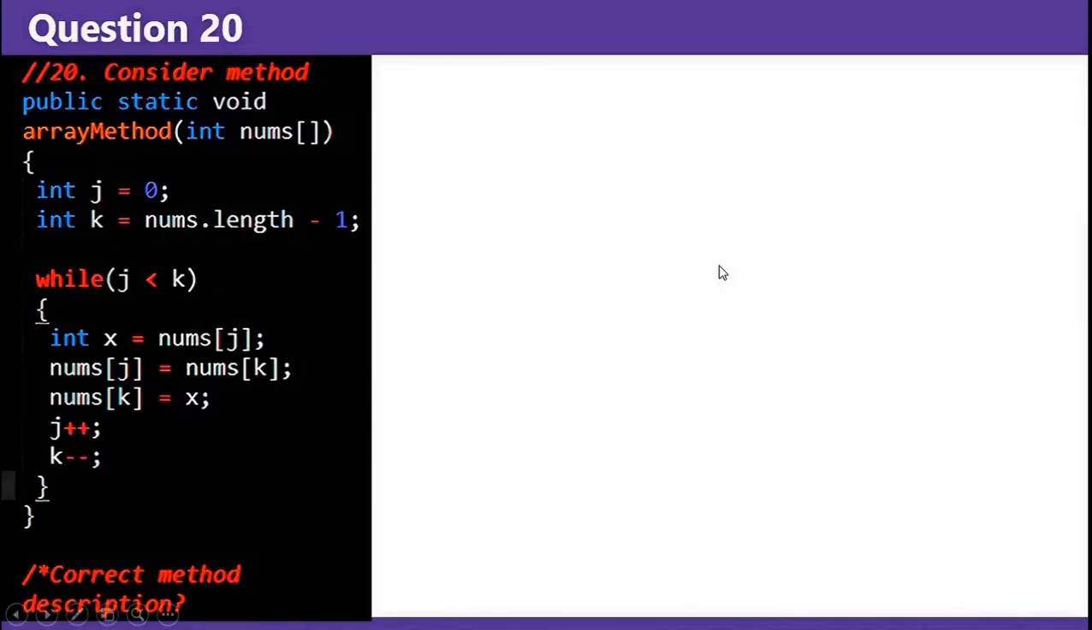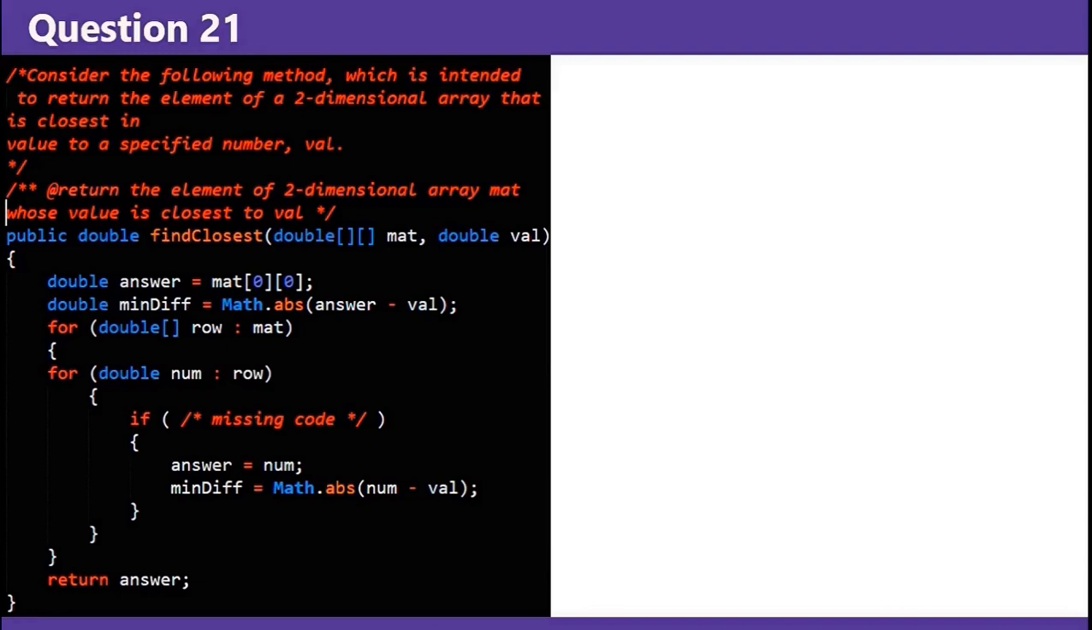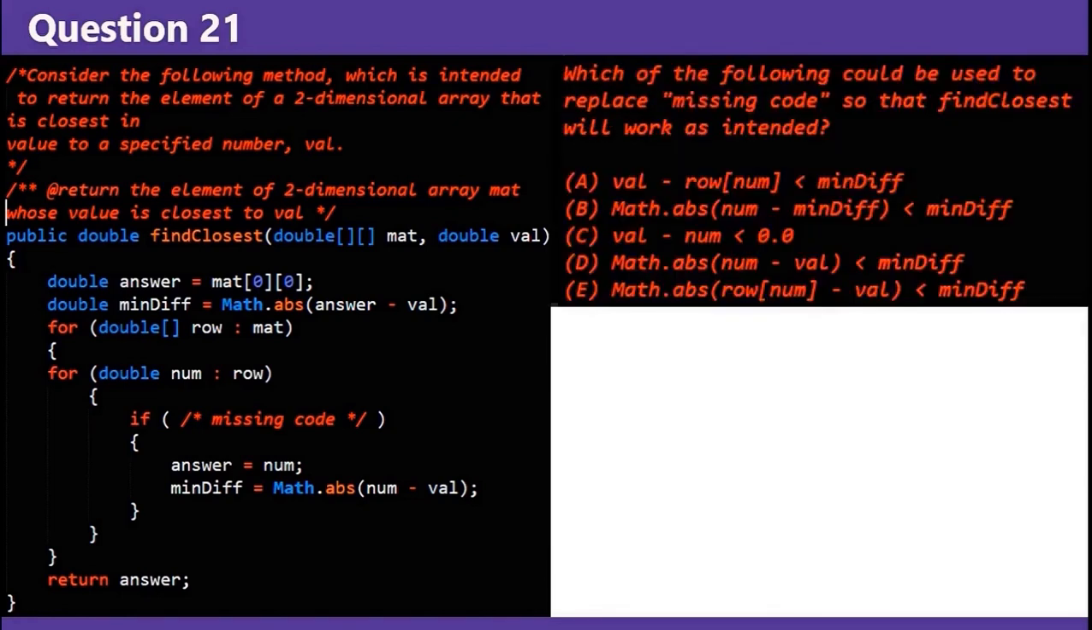Question 20 is a variation of the swap algorithm where J starts at the beginning, K starts at the end, and if you swap the values from two different places, you reverse the array. Therefore, the answer is C. Question 21 does its best possible job to cover up the fact that it's asking how do you find if two floating point numbers are basically equal. Therefore, the answer is D, as that's how you find if two floating point numbers are basically equal.